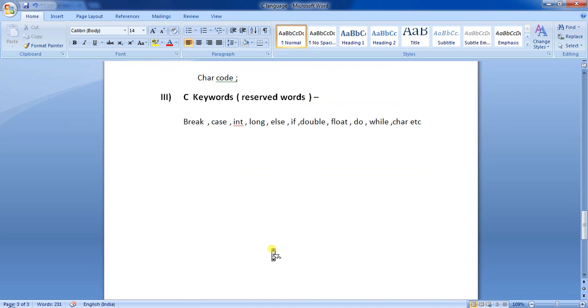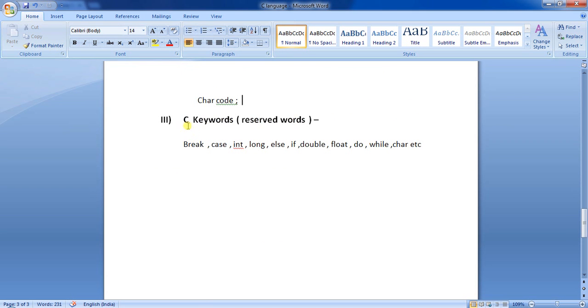And now the last one, that is C keywords, which are the reserved words, that is break, case, int, long, else, if, double, float, do, while, char, etc. These are the predefined words in the C programming.